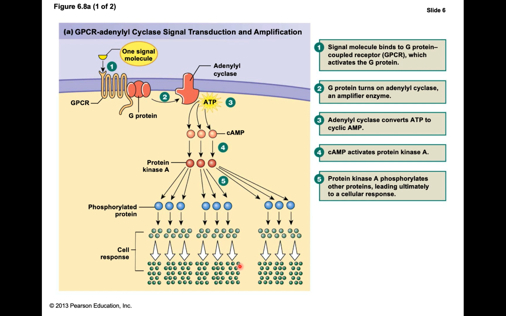Please be sure you know the names of all of these enzymes that ATP converts to cAMP. cAMP activates protein kinase A, which is also abbreviated PKA. PKA will phosphorylate proteins, activating them to then activate other things downstream to cause some sort of cell response.